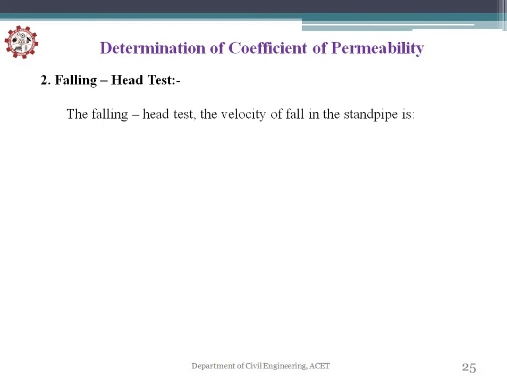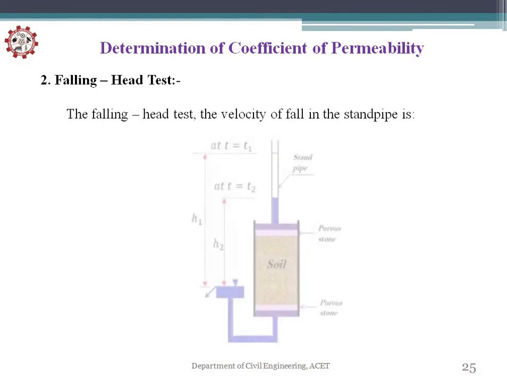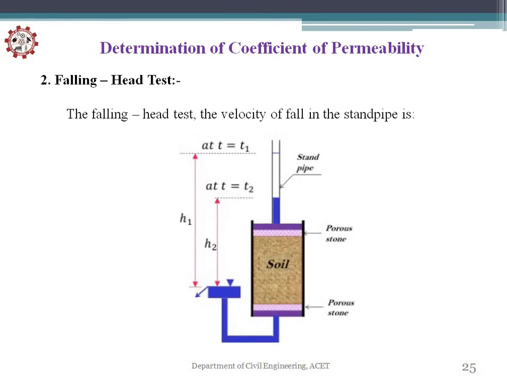Determination of coefficient of permeability by the second method, the falling head apparatus. In the falling head apparatus, the velocity of fall in the standpipe is as follows. Again this is a very small instrument, and the soil is collected in it between two porous plates at the bottom and top. A small pipe is attached at the top of this instrument, known as the standpipe, with area given as small a. Water is passed, the time is noted and the water is again collected.